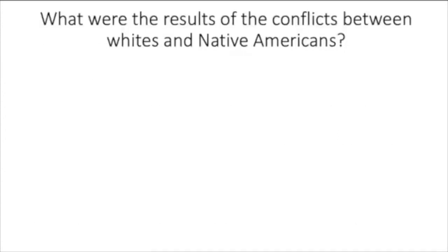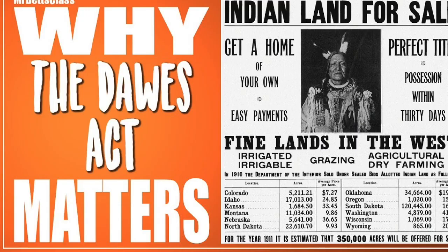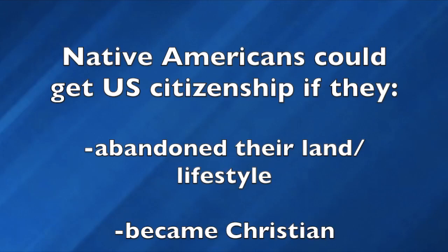So what were the results of the conflicts between the whites and the Native Americans? One of the results was the Dawes-Sovereignty Act of 1887, which dramatically changed life for the Indians as it gave their Native American land to the white settlers. Native Americans could get citizenship, but it also required them to abandon their nomadic lifestyle, and they had to take up Christianity.